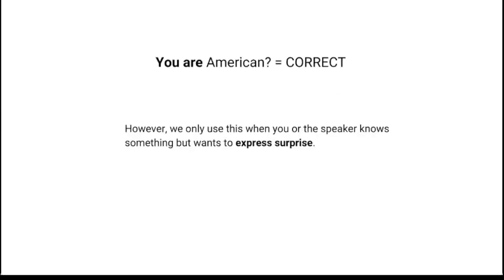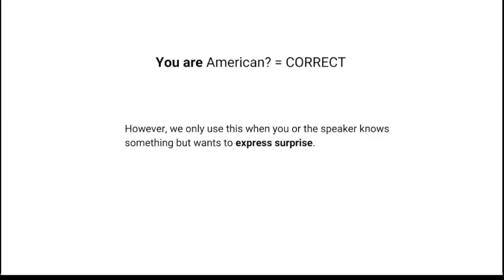Okay, so we're gonna go back to my first question, which is, is this question correct? You're American? Well, it is correct. When you give a statement, it's usually like, you're American. But we can also turn that into a question, which is, you're American? Okay, that's correct. However, we only use this when the speaker knows something but wants to express surprise.